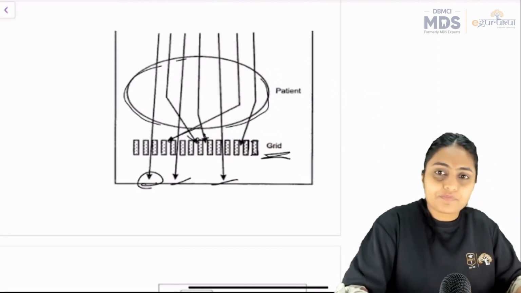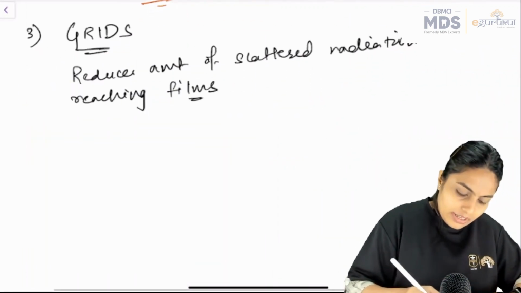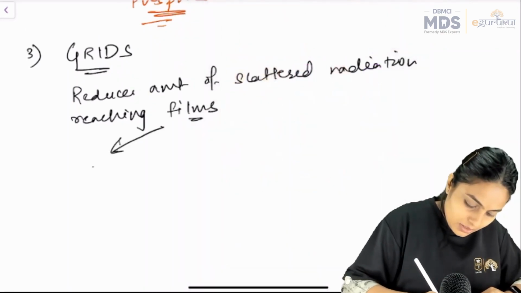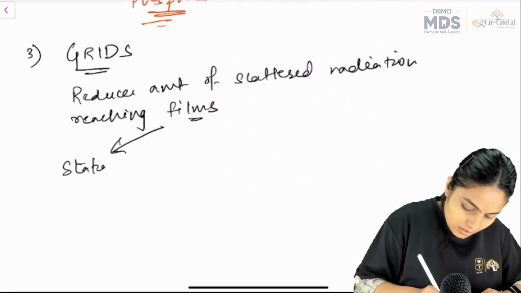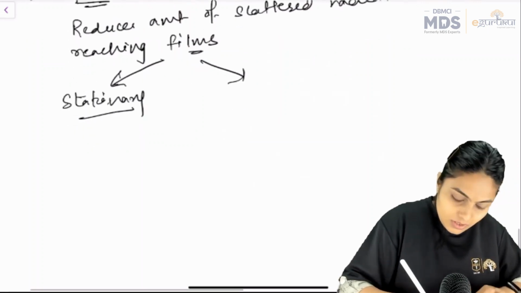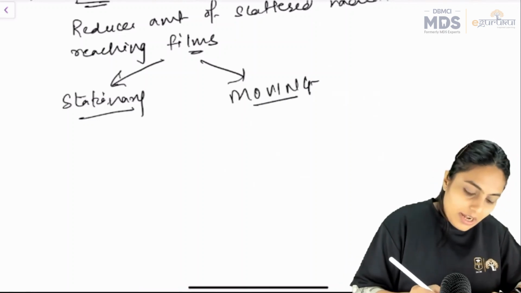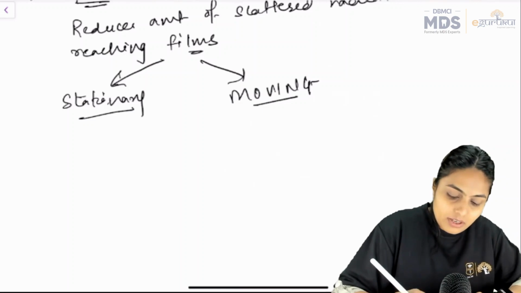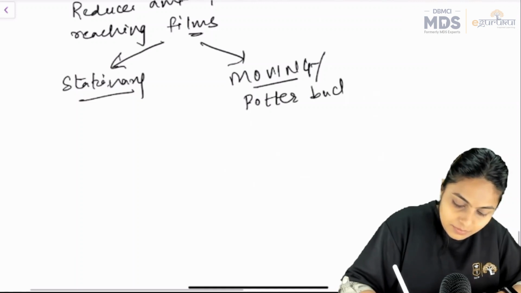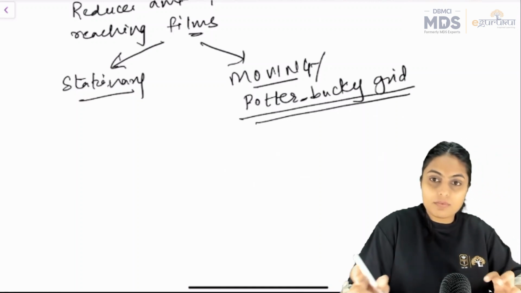Now you can use these grids. There are two types basically. First is the stationary grid. Second one is your moving grid. Stationary grid and moving grid. Now why are we using a moving grid here? Moving grid is also called the Potter-Bucky grid. Just remember this, Potter-Bucky grid.